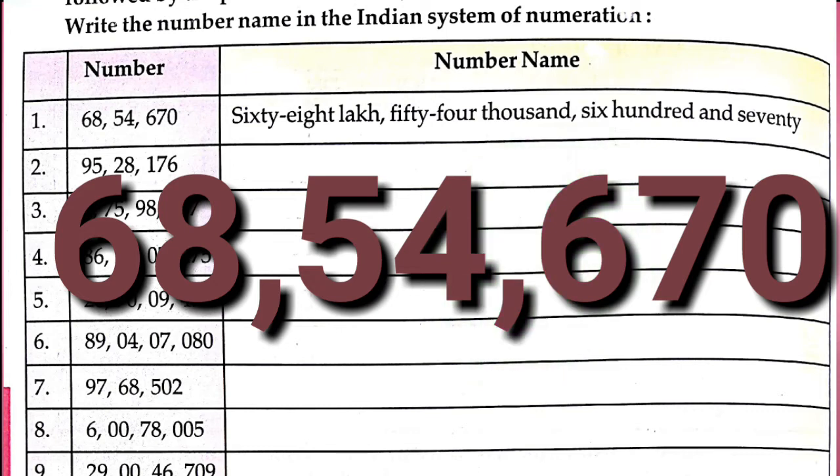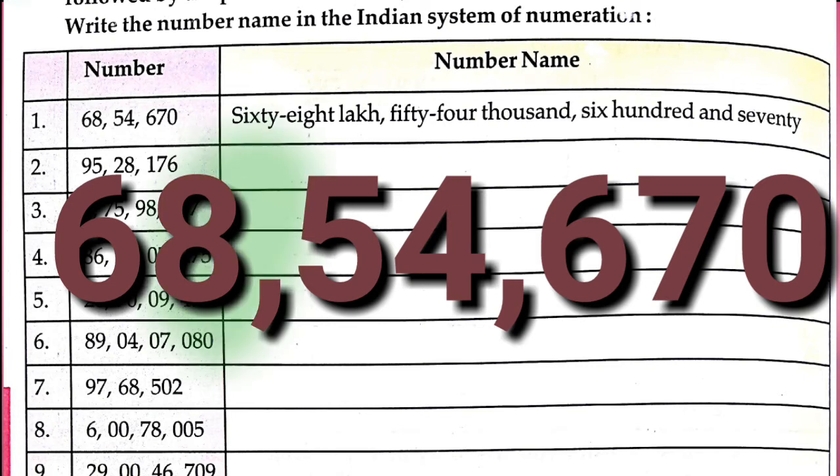Then the thousands period. In the thousands period the numbers are 5 and 4. 4 in the thousands column is 4,000, and 5 in the 10,000s column is 50,000. That is 54,000 total. Then see the lakhs period, the numbers are 6 and 8.